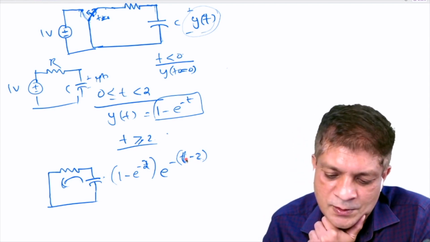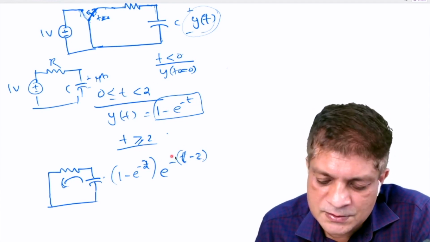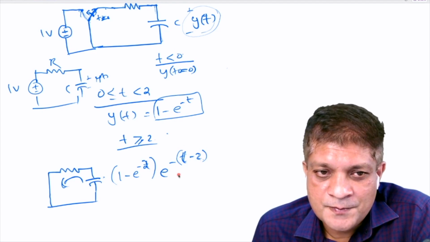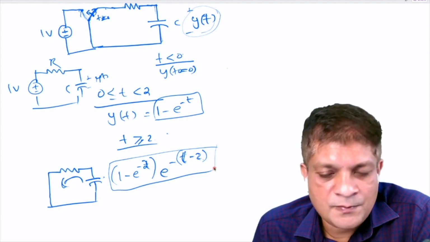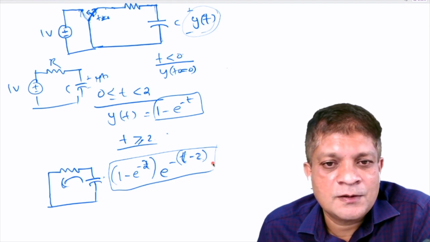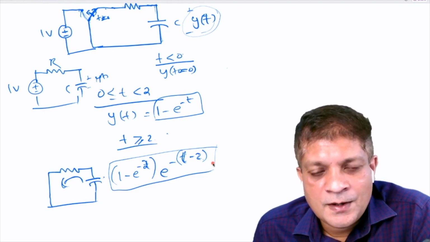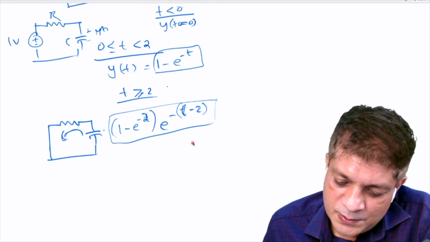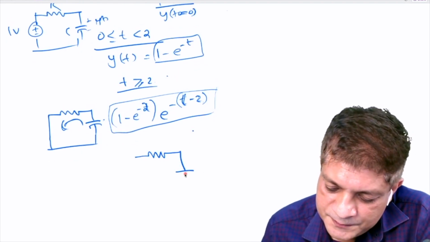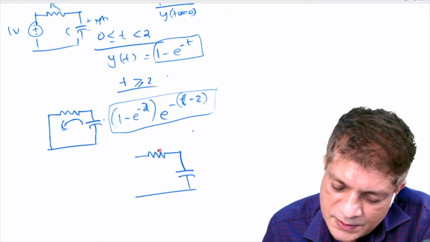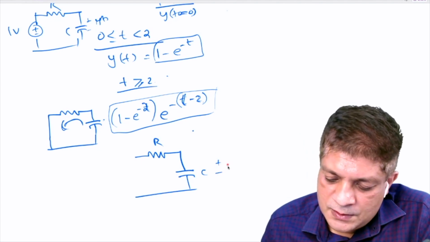So now we have found the output y(t) for all the intervals, isn't it? So this is how we find the output using normal circuit analysis techniques. Now let us consider it as a convolution. We are considering a system, an RC circuit, and this is the voltage y(t).